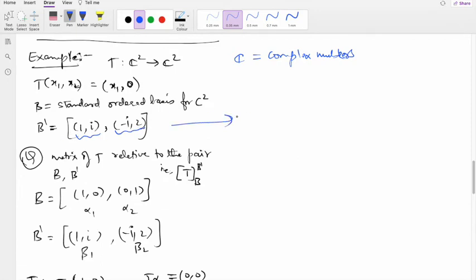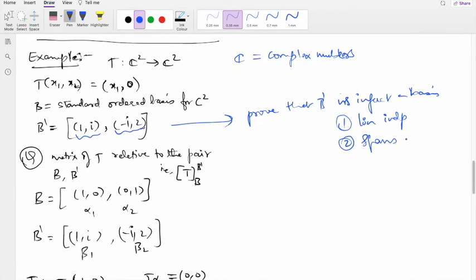So feel free to prove that B dash is in fact a basis. How would you go about proving this? You need to prove two things. One is linear independence, and the second thing is that it spans your vector space C square.